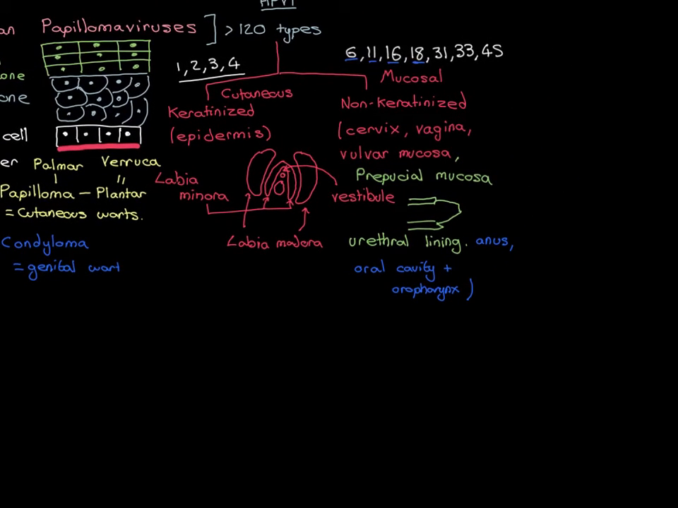So mucosal HPVs. We can now divide mucosal HPVs into two groups, and indeed people do divide them into two groups. The HR HPVs, which stands for high-risk HPVs. These are the ones that if you get infected by them, you are at risk of getting cancer in that area. And then the LR HPVs, which are the low-risk HPVs. So I'll stress that this is a division that we make for the mucosal HPVs. So we're now just talking about mucosal HPVs, not the cutaneous HPVs.